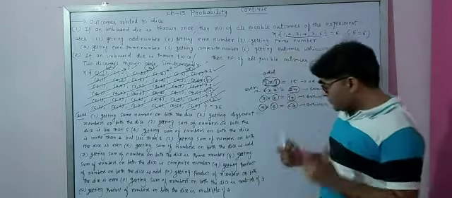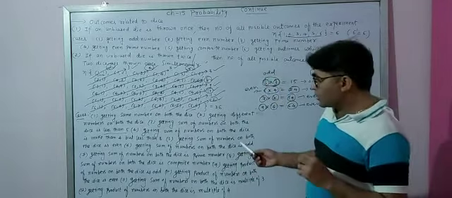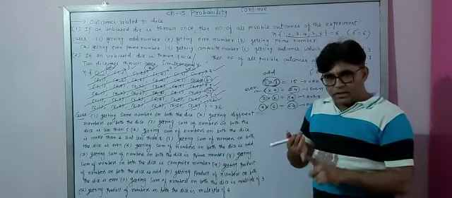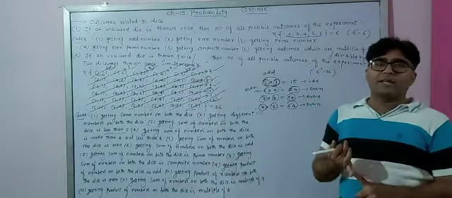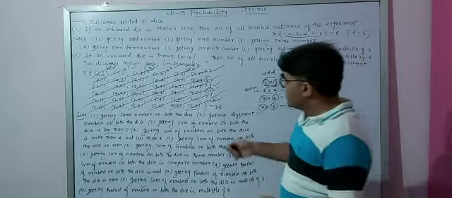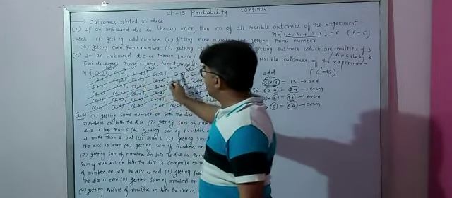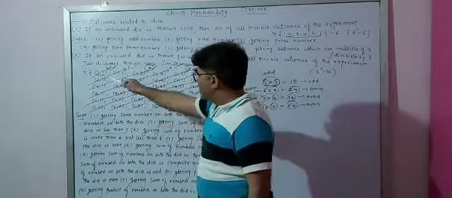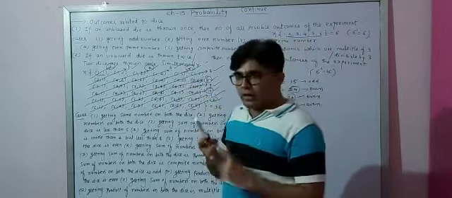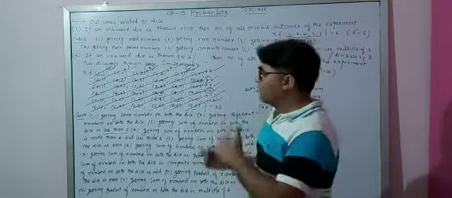Now the 9th case: getting a product of the numbers on both the dice that is odd. It means the numbers on both the dice should be odd. So in the first line, 1, 1, both are odd; 1, 3, both are odd; 1, 5, both are odd. In the second line, no outcomes will be included because 2 is an even number. That's why the product of any number with 2 will be even.